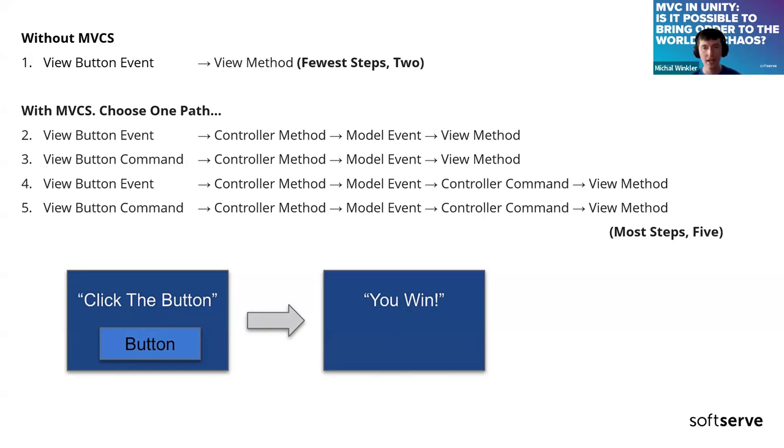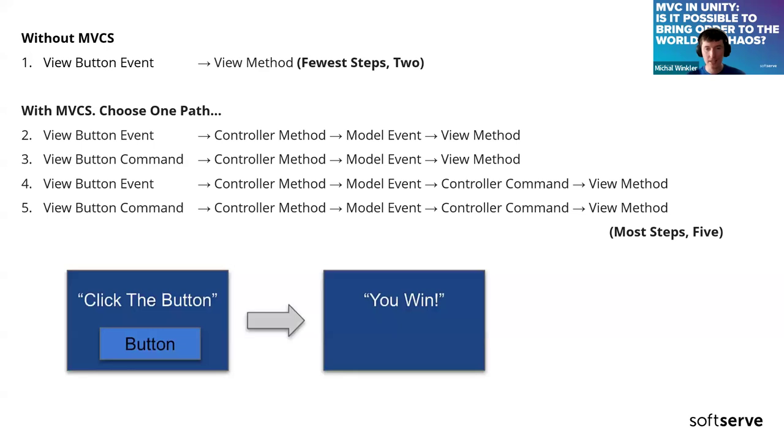First, if we had a no architecture approach and we were not using MVCS, how would we listen to a button? Imagine if we have a click the button game, and by clicking the button, the text updates to "you win." This is a very simple game. We could get away with two steps to the process. Assuming we're using Unity UI, we would listen to the on-click event on that UI, and we would handle that with some custom code. That's two steps.